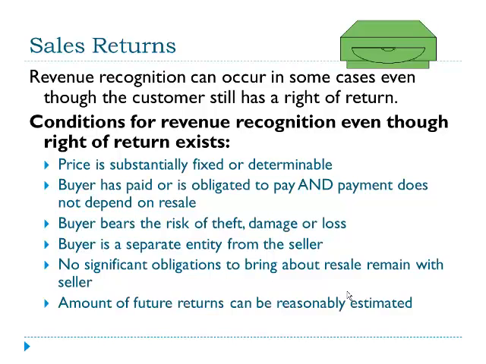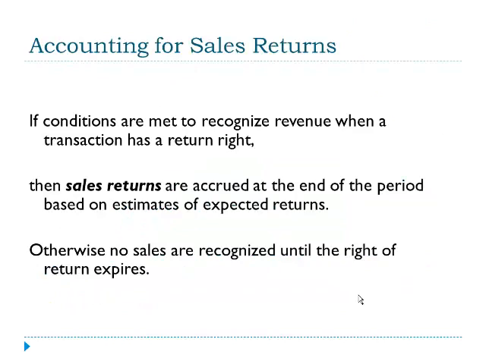Finally, the amount of future returns can be reasonably estimated. This can be met in a surprising number of cases. Most of our usual situations with retailers are going to fit all of these conditions for sales returns. If conditions are met to recognize sales returns, then a transaction has a right of return, and sales returns are accrued at the end of the period based on estimates of expected returns. If these conditions are not met, no sales are recognized until the right of return expires.